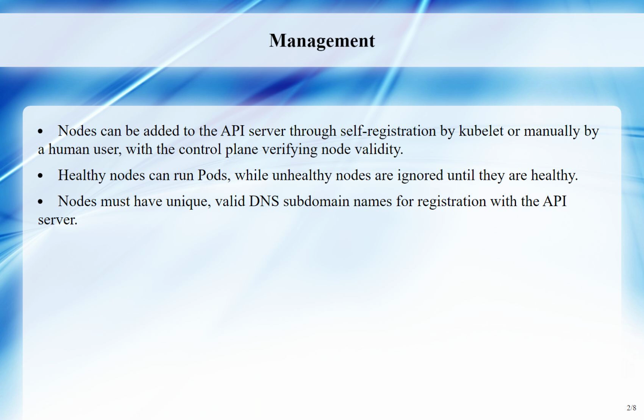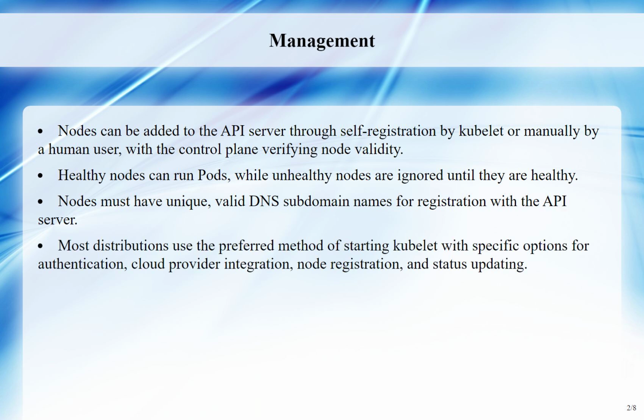Self-registration of nodes occurs when the kubelet flag register-node is set to true, causing the kubelet to register itself with the API server. This is the preferred method and is used by most distributions.